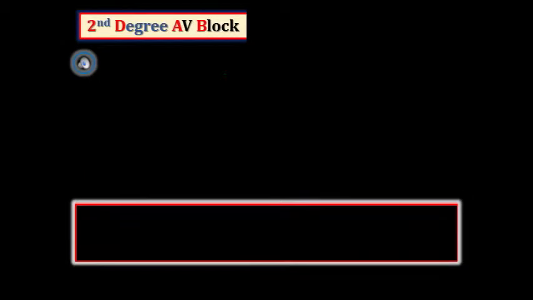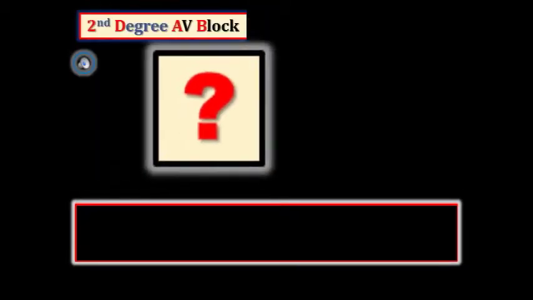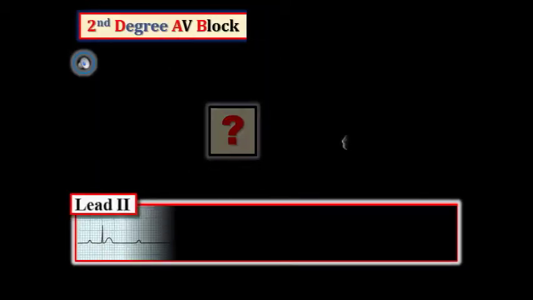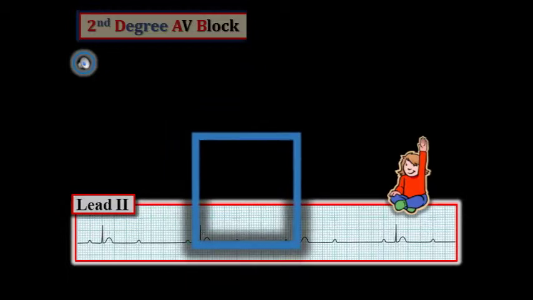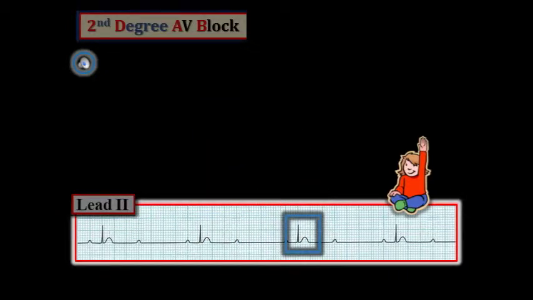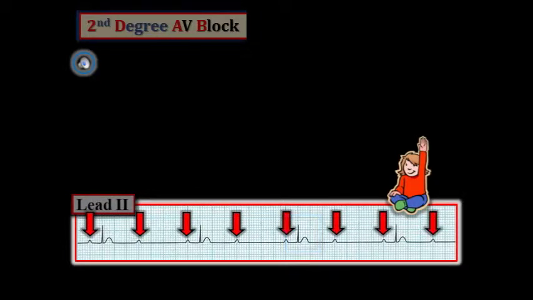So, what's happening here? What kind of second-degree AV block is seen on this tracing? Using the P's, Q's, 3R approach, we see that the QRS complex is narrow, and regular P waves are present, red arrows. But every other P wave is not being conducted to the ventricles, yellow arrows.